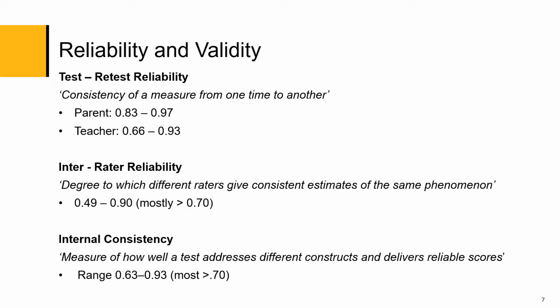Retest reliability of the SP2, which is consistency of a measure from one time to another, of the parent forms was 0.83 to 0.97, and for the teacher forms was 0.66 to 0.93. The inter-rater reliability, which is the degree to which different raters give consistent estimates of the same phenomenon, were between 0.49 and 0.90, but mostly below 0.7, so quite good. And internal consistency, which is the measure of how well a test addresses different constructs and delivers reliable scores, has a range between 0.63 and 0.93.